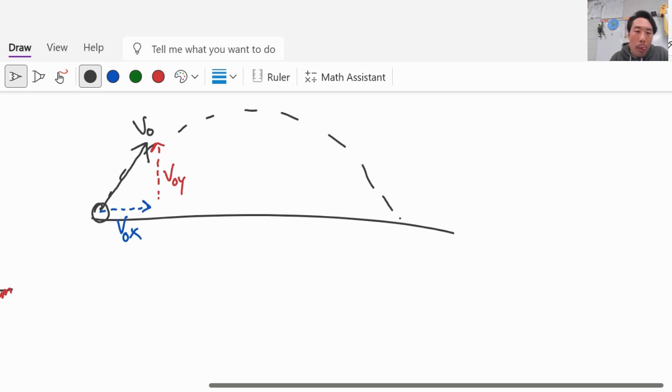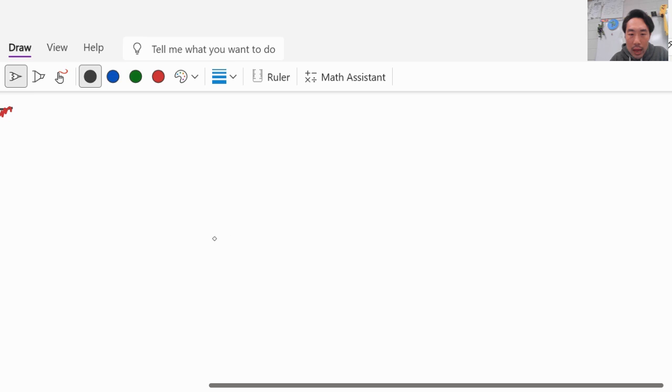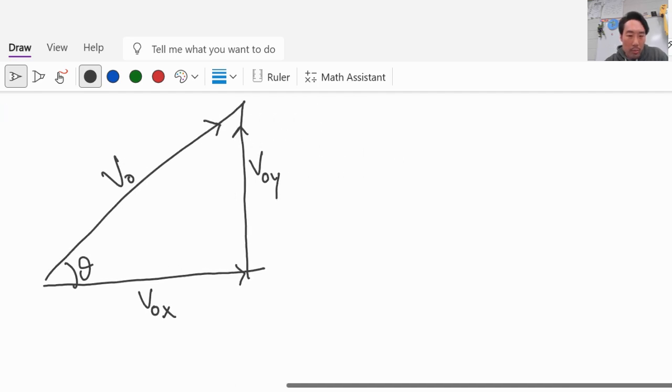All right, so I'm going to redraw that triangle down below without the path so that we can see how to do this math a little bit easier. So this is VO, this is VO but the Y component, and this is VO but the X component. Arrowheads, arrowheads, arrowheads. Don't forget those. And the angle will be right there. So this is where the trigonometry part of the course comes in.